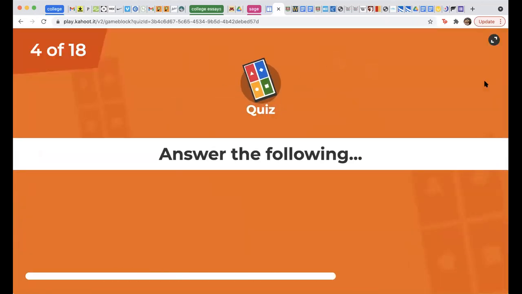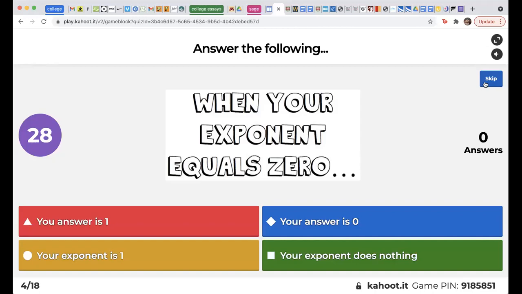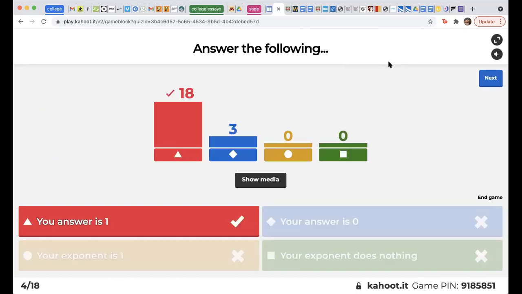Can you guys still see the questions? No, all the LOLs are lagging me. Oh my goodness. Okay, when your exponent equals 0, what happens? Red, your answer is 1. Blue, your answer is 0. Orange, your exponent is 1. Or green, your exponent does nothing, sorry. Oh, I made a mistake. Yeah, good job. We actually never talked about this. We only did a Kahoot about this, so it's very good, you guys. When you have anything to the power of 0, your answer is 1.